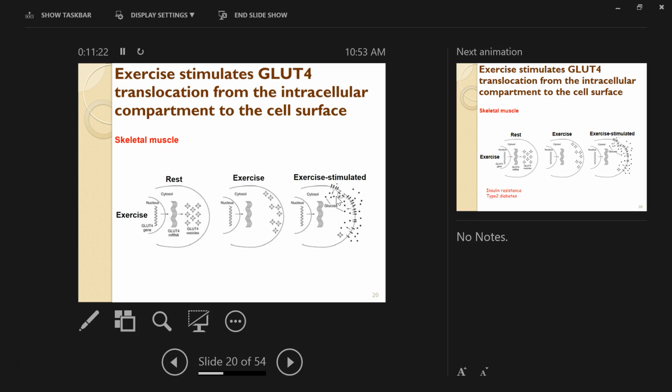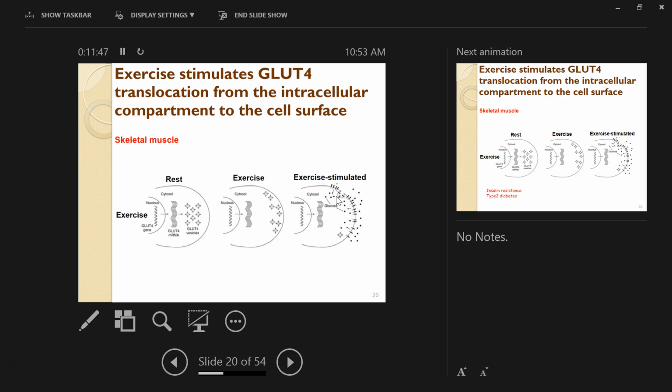So muscle exercise, muscle contraction can also stimulate GLUT4 translocation to the cell surface to take up a lot of glucose, right? Yeah, question. What if your insulin's high and you're exercising? Does it max out somewhere? I think that's a good question.